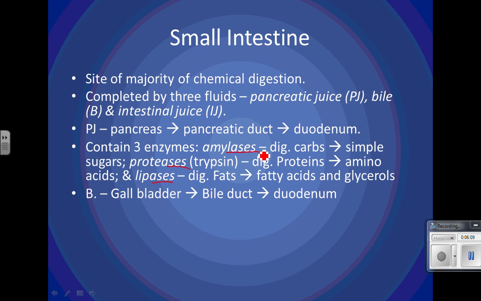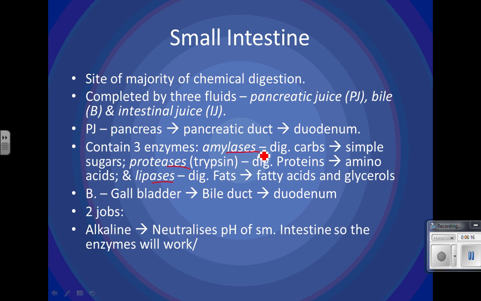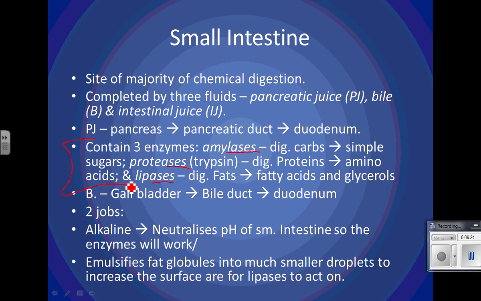Now, bile is made in the gallbladder, and it travels through the bile duct into the duodenum, and it has two jobs. First, it is alkaline, so it neutralizes the pH of the small intestine, so these enzymes will do their job. Finally, it also acts as an emulsifier. It emulsifies fat globules into tiny droplets. So again, we're increasing the surface area there, surface area for lipases to act upon.